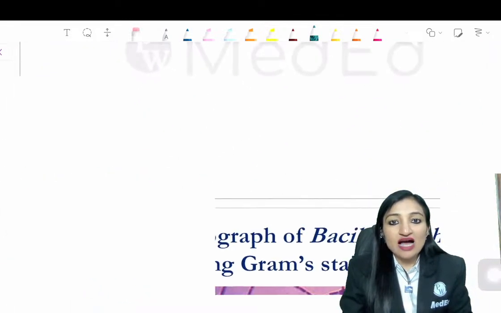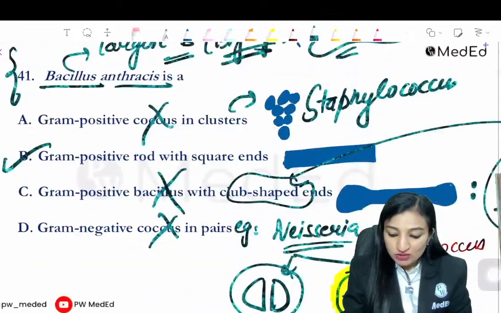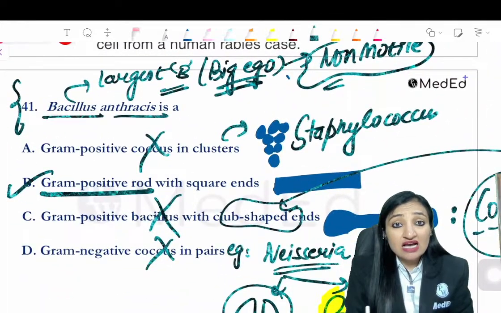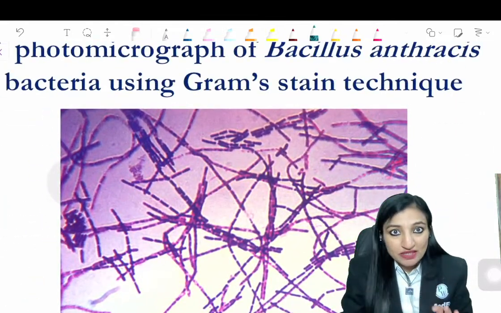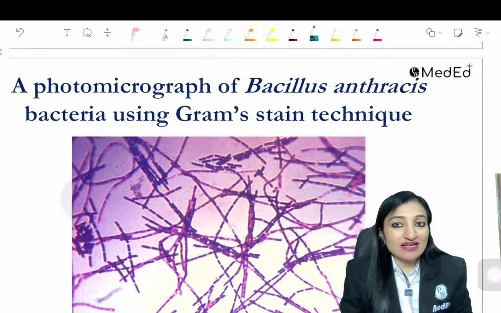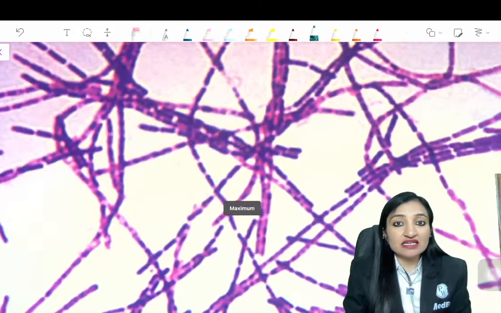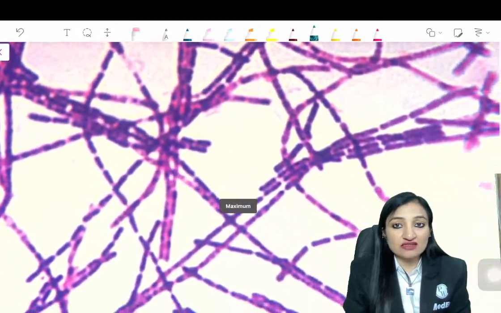Now have a look at this. Option B is what? Which is our answer? Gram positive rod with square ends. Now have a look at this. This is the actual picture: a photomicrograph of Bacillus anthracis bacteria using gram stain technique. Look at this. They are arranged in chains like this.